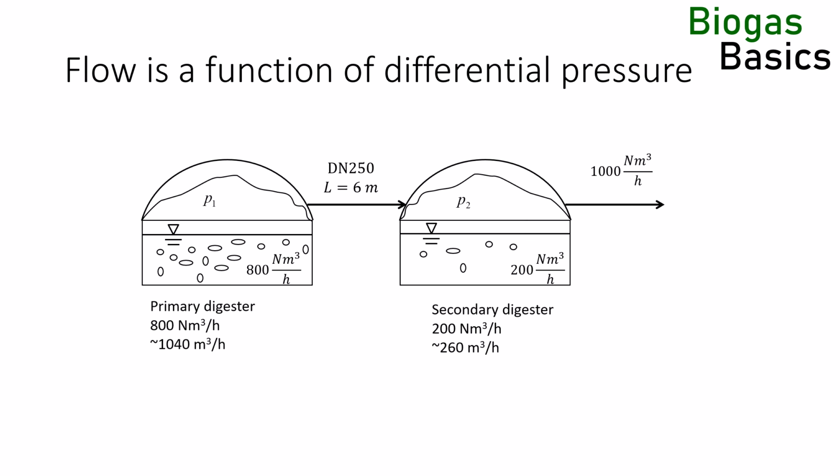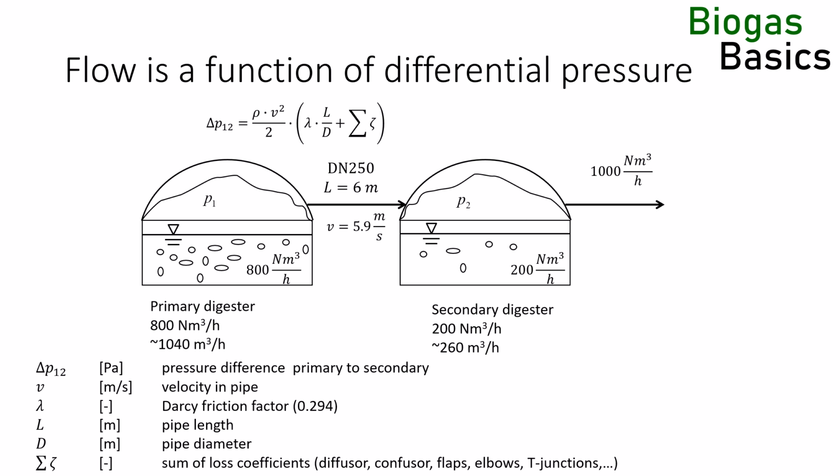The connecting gas pipe has a diameter of DN 250 and a length of 6 meters. The velocity in the pipe is 5.9 meters per second. We can now calculate the pressure drop of the flow in the pipe with the Darcy-Weisbach formula. Technically, it is for isothermal incompressible flow only, but the density changes of the biogas flowing through the plant are very small, so we can treat the flow as incompressible.